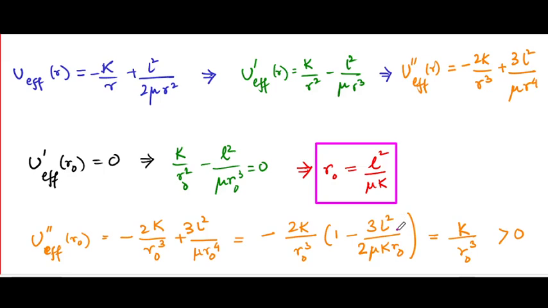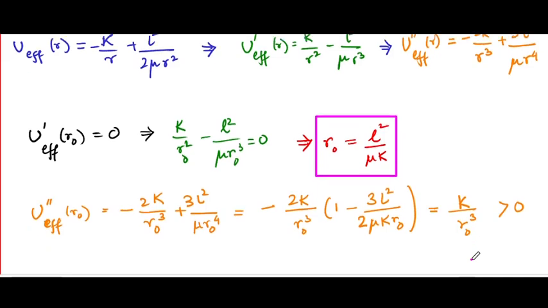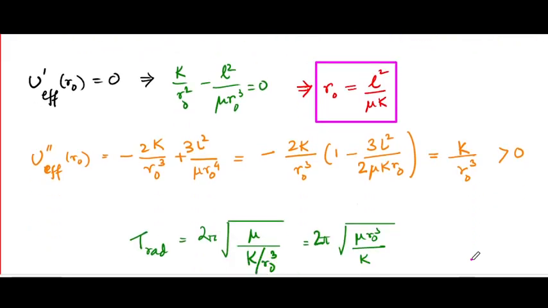This may begin to look a bit complicated, but notice that L square is actually equal to mu K R0. And if you just use that, this bracket simply becomes minus 1/2. And in addition to this minus 2 out here, it gives you plus K over R0 cube. Of course, this turns out to be positive as we expect. Perturb a circular orbit for the Kepler problem slightly. The motion stays bounded. In other words, circular orbits are stable. Now, the time period is easily calculated.